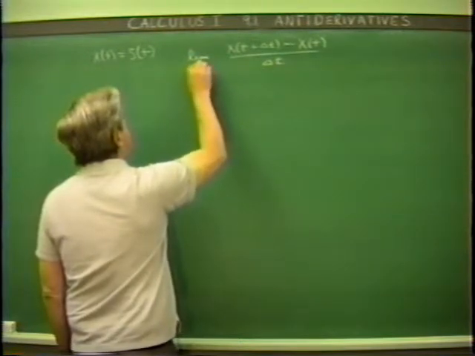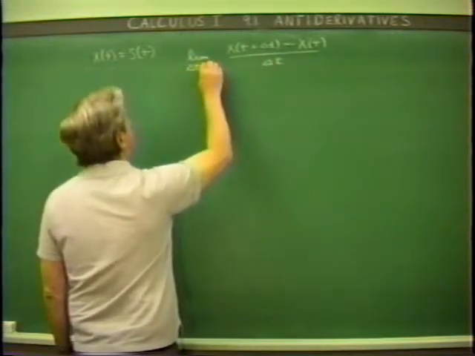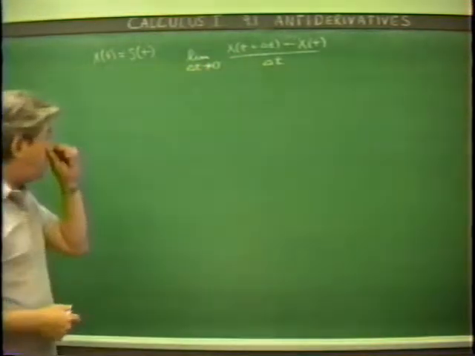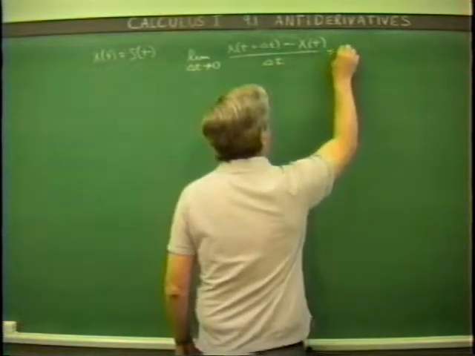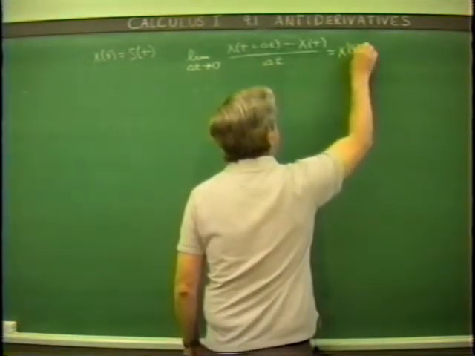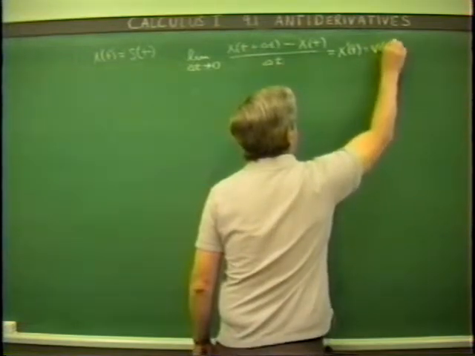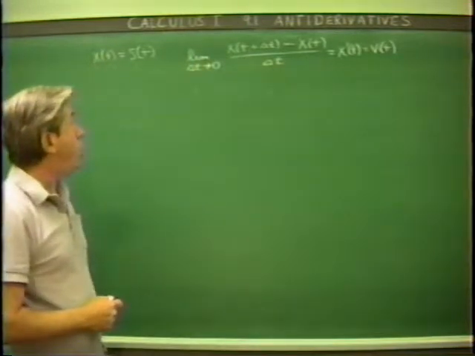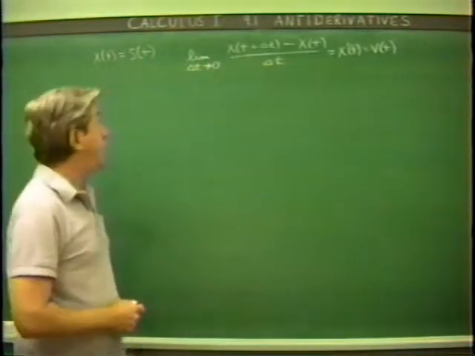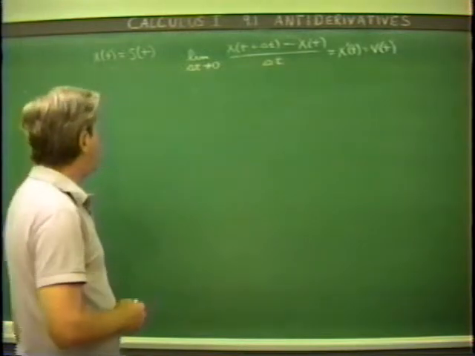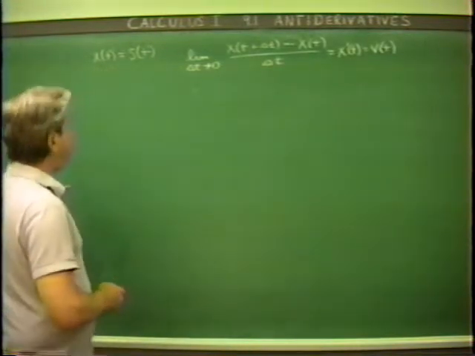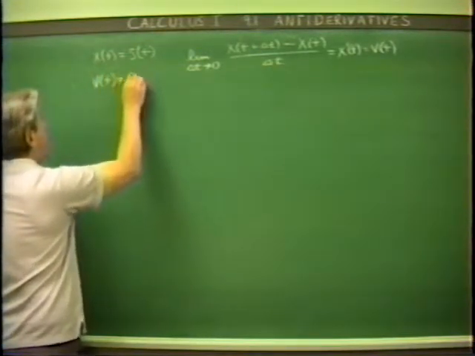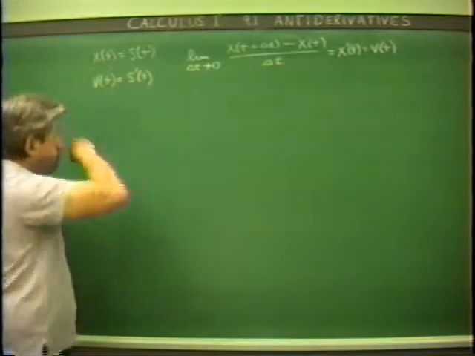Now if you take the limit as delta t, which is again just one symbol, it's two symbols representing one thing, approaches 0 of this, you get the derivative, which should be the velocity of the particle at the time t. That's to say, as delta t gets very small, this is very close to the actual velocity at the fixed time t. So the velocity is the derivative of the position.